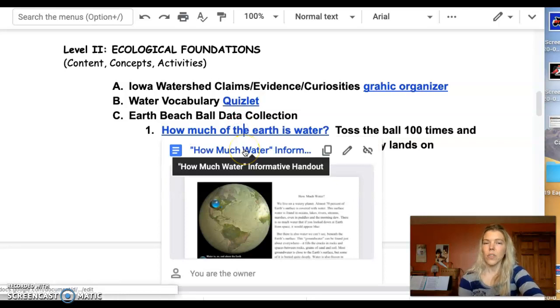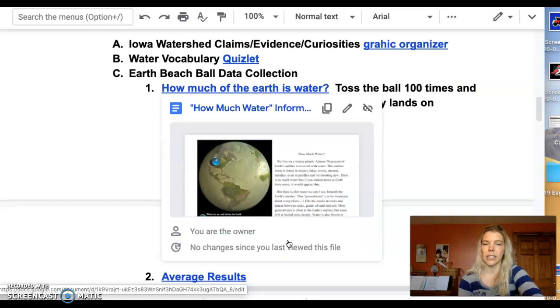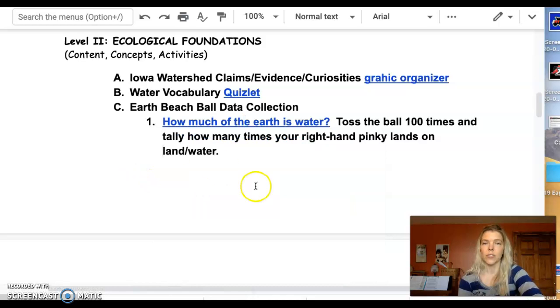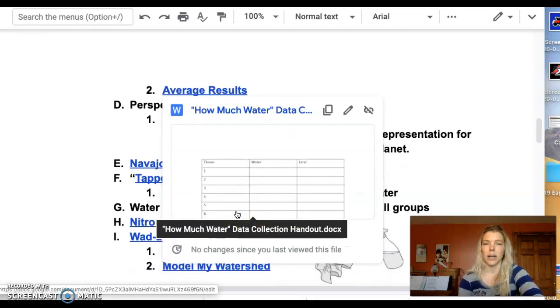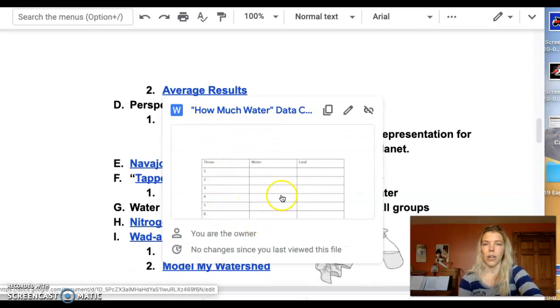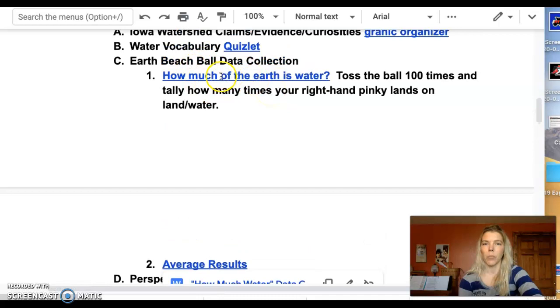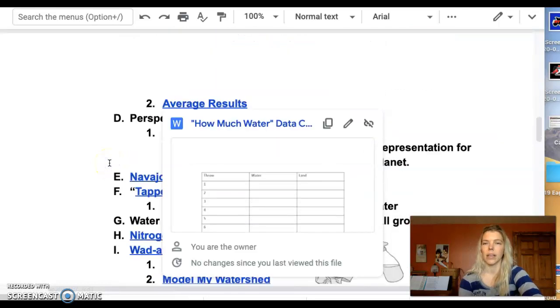So of course we have the informational handout there. At the end of that informational handout, there is a list of those percentages. So we will take our average results from our data table and compare it with that information that came from that how much water handout. Okay.